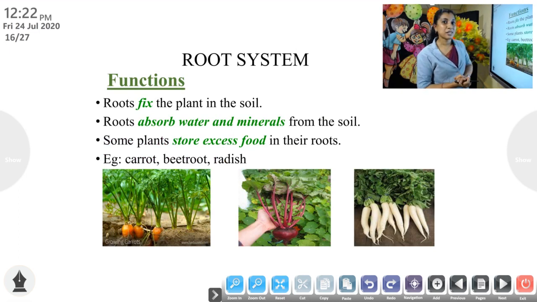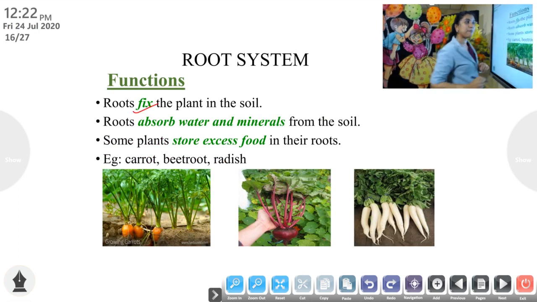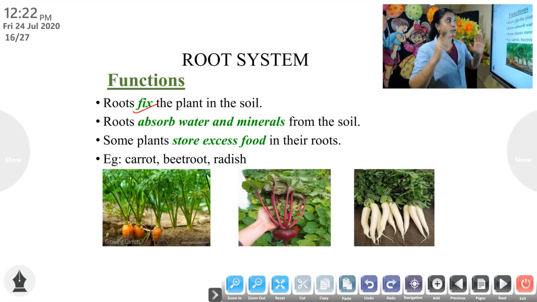Next is about the functions of root system. You know the functions, right? What is the first function? Roots fix the plant in the soil. The root system fixes the plant firmly in the soil. That is the first function.